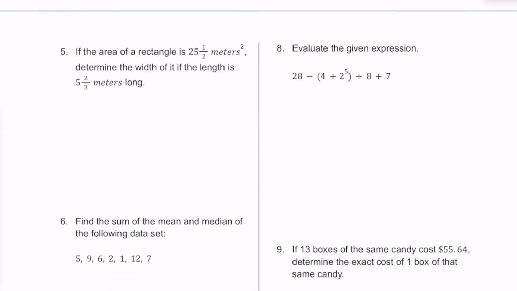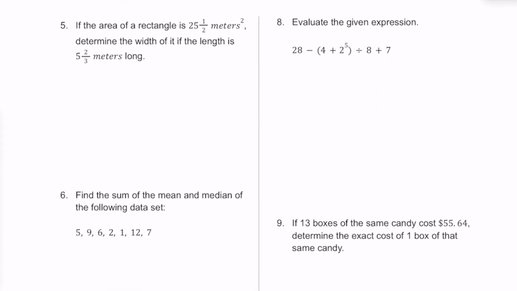Let's check out number 5. In number 5, if the area of a rectangle is 25.5 meters squared, determine the width of it if the length is going to be 5 2/3 meters long. Well, let's go ahead and label some information here. So using that first bit of information, the area here is going to be 25.5 square meters. I'm just going to write 25.5 for now though. And the length here is going to be 5 2/3 meters.